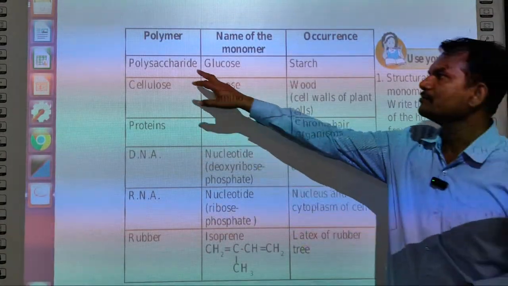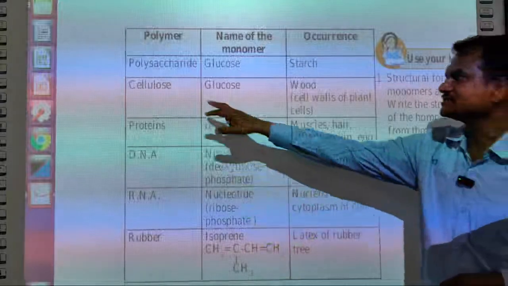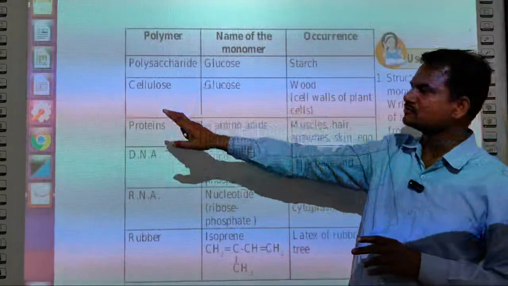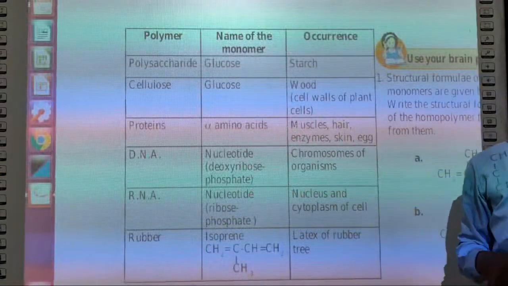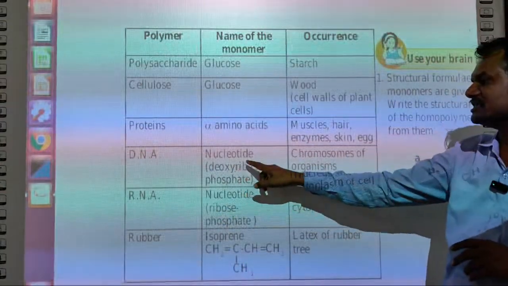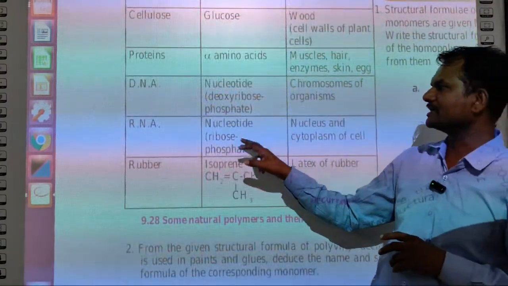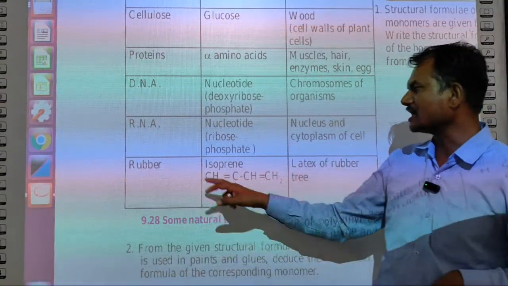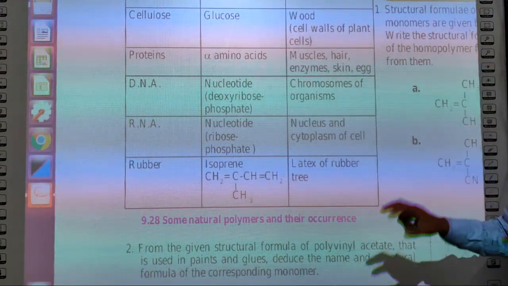Okay, what are polysaccharides? Monomers ka naam kya hai? Glucose, it occurs in starch. Then cellulose, glucose is the monomer. Wood, jo wood hota hai, usme kya hota hai? Cellulose, we know it. Then proteins, they are made up of amino acids: muscles, hair, enzymes, skin, or chemicals inside the body. Then DNA, nucleotide, deoxyribose phosphate, the chromosome of an organism. RNA, nucleotide, ribose phosphate, in the nucleus and cytoplasm there are ribosomes. Then rubber, isoprene, latex of the rubber tree. These are the natural polymers.